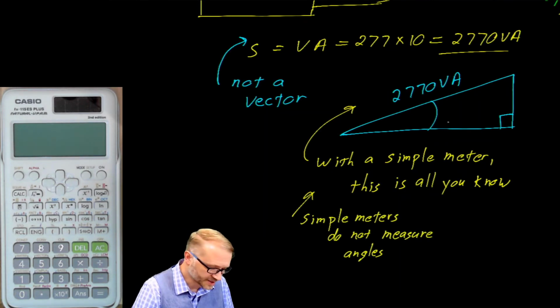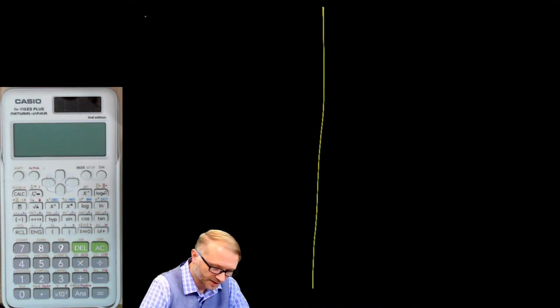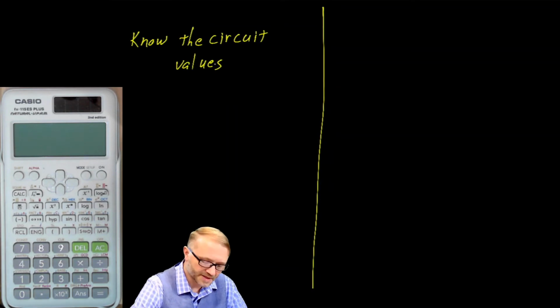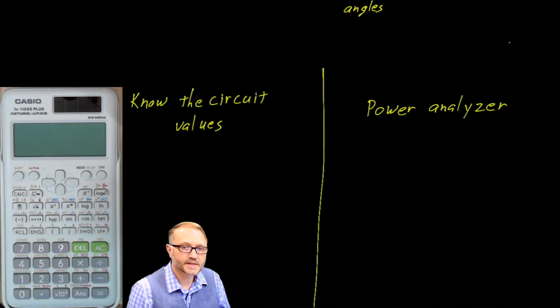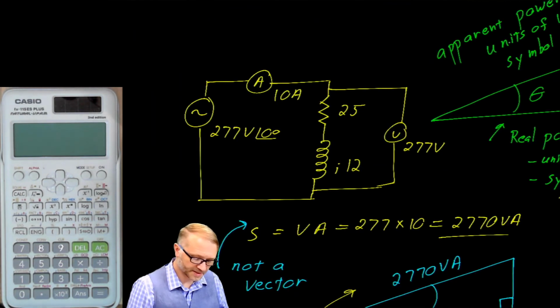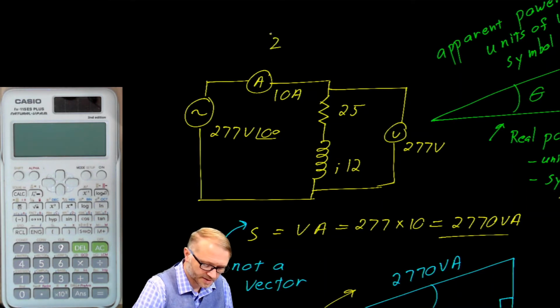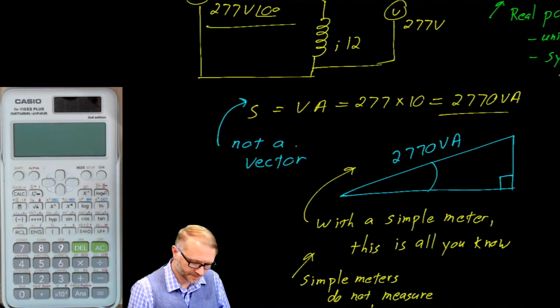If we were to complete this power triangle, we would need one of two methods. In the first method, we would have to know something about the circuit. And the other method is to use a power analyzer. In this example, we do know a great deal about the circuit because we know the impedance of the circuit. So the impedance in this case is 25 plus J12. And we also know the voltage is 277 volts.